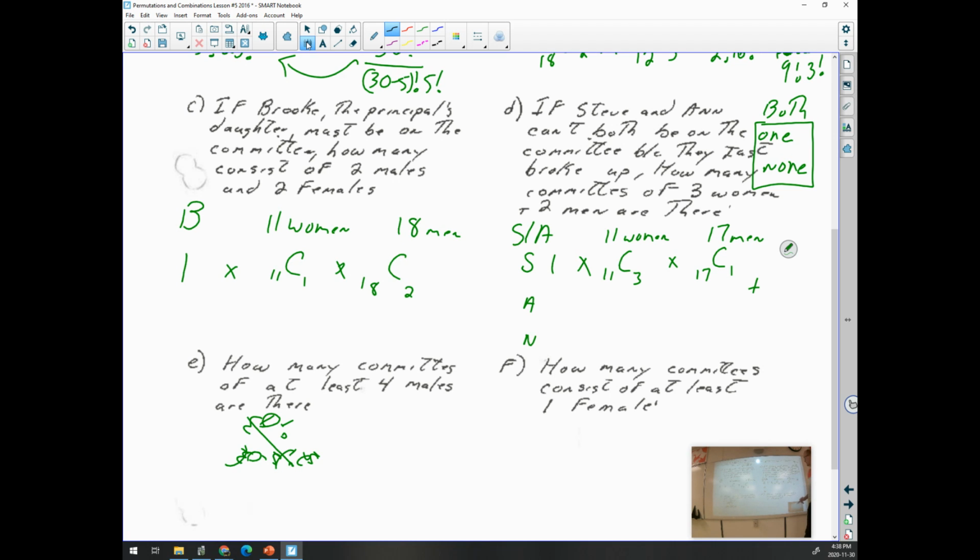We're going to add that to one way to put Ann on the committee. What we have here is now we have 2 more women that need to be put on the committee. And this is why we had to break it up, because depending on who we put on the committee, we have to change this. And then we have 17 guys to put on the committee, and we get to choose 2 of them. There's one way to put neither of them on the committee. And then we're back to 11, choose 3, times 17, choose 2. And we would add all those together.